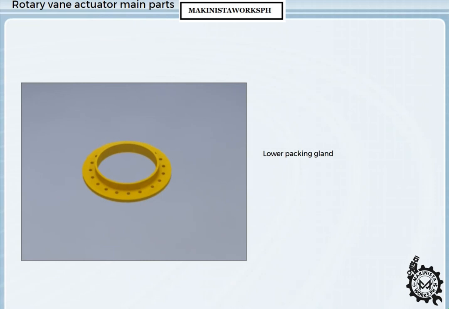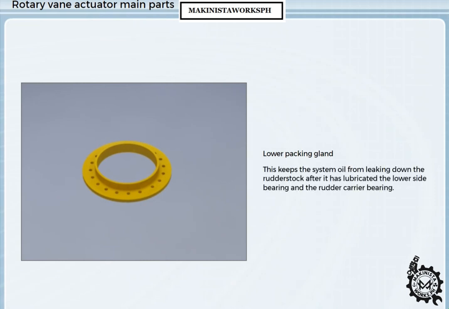Lower packing gland. This keeps the system oil from leaking down the rudder stock after it has lubricated the lower side bearing and the rudder carrier bearing. A separate watertight seal is fitted further down the rudder stock to prevent water entering the hull.